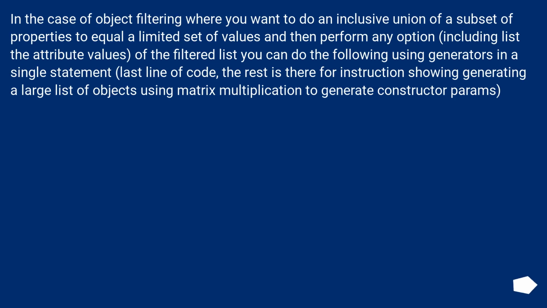In the case of object filtering, where you want to do an inclusive union of a subset of properties to equal a limited set of values and then perform any operation, including listing the attribute values of the filtered list, you can do the following using generators in a single statement, last line of code. The rest is there for instruction, showing generating a large list of objects using matrix multiplication to generate constructor params.